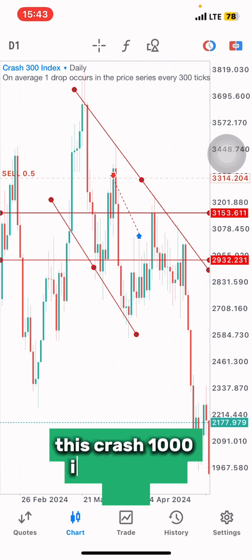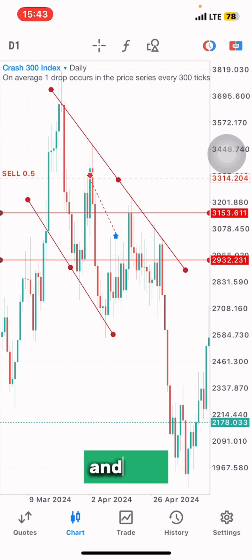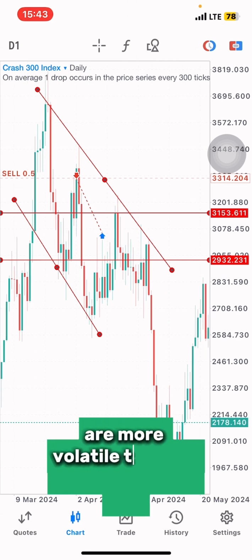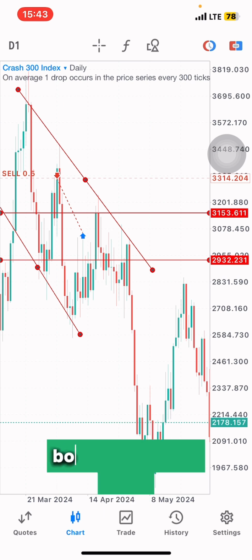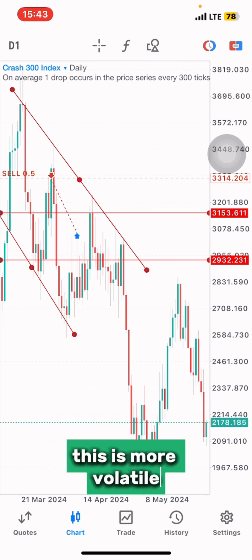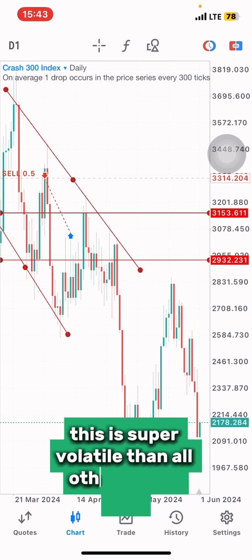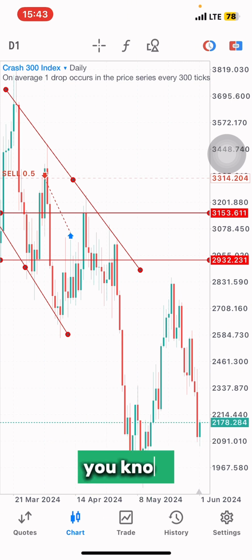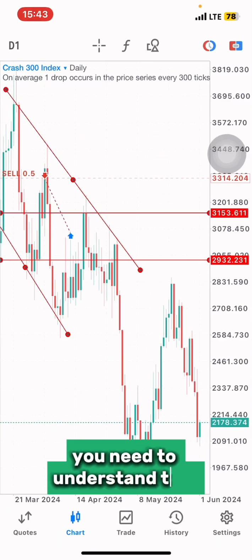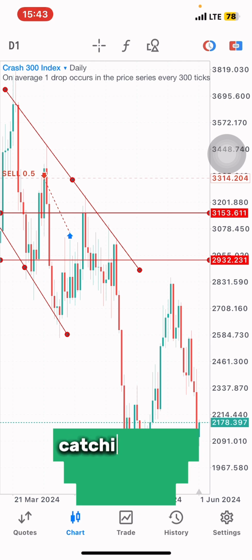This Crash 1000 index, or Crash 300 index you are seeing, and also Boom 300 index, are more volatile than the ordinary Boom 1000, Boom 500, Crash 1000, Crash 500. This is highly volatile, super volatile compared to all the others. So you need to understand that before you can make consistent money catching spikes.